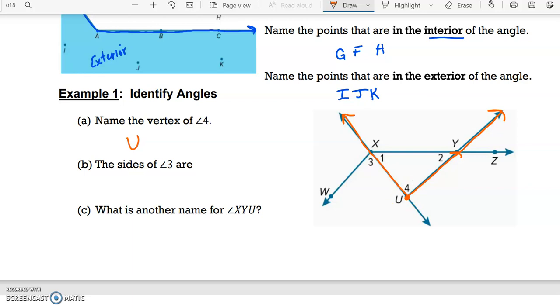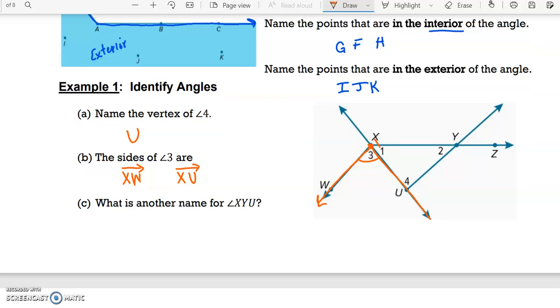And then this next one, we're going to name the sides of angle 3. So here's angle 3. So we have this ray, and then we have this ray that form that angle 3. So XW, and I want to make sure that my arrow goes near the W, and then XU, and there are the two sides of my angle 3.